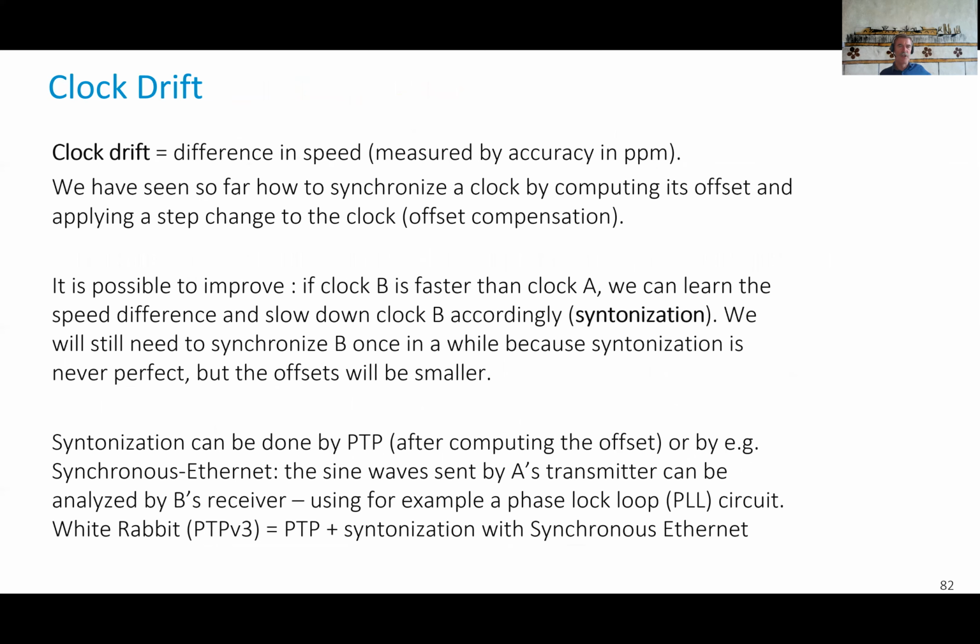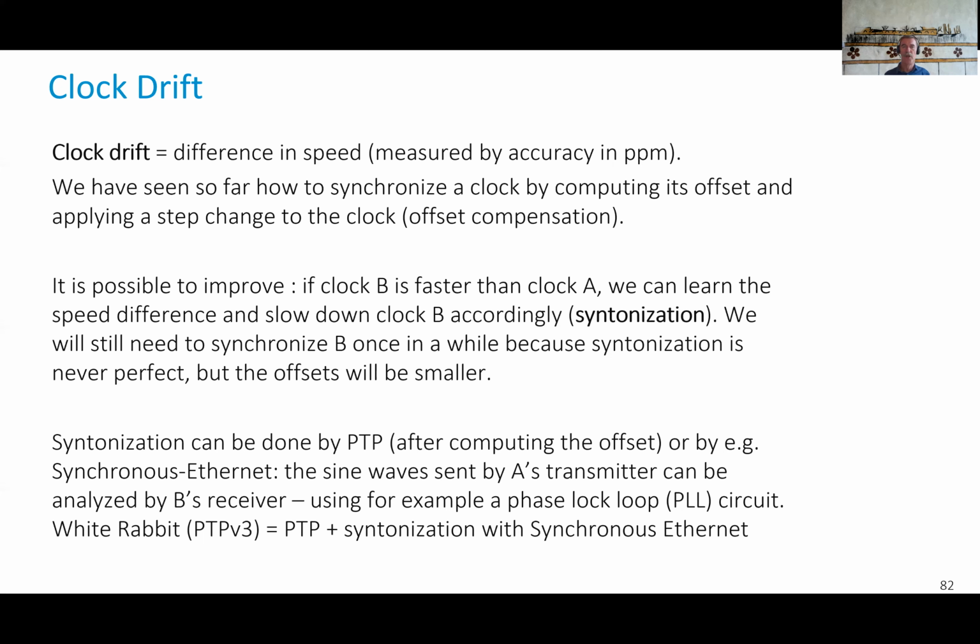This was about time synchronization, which is about putting the clock back to the correct time. There's another concept that's important, the clock drift. The drift is what we call the difference in speed, the accuracy in ppm. The larger the drift, the more we need to do corrections and the less accurate the time will be, because of course between two corrections the time is a bit inaccurate. So it's possible to improve the accuracy of a timestamping protocol by trying to learn what is the rate of one clock with respect to the other.